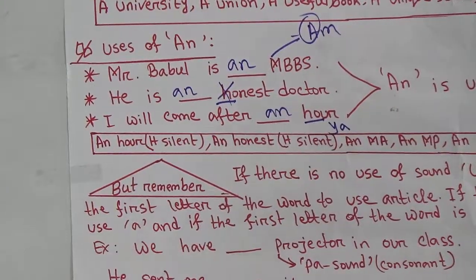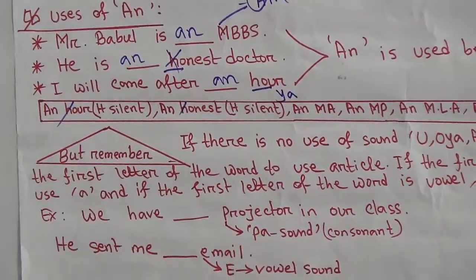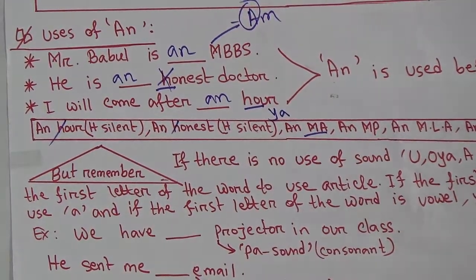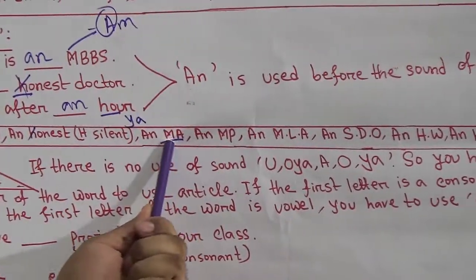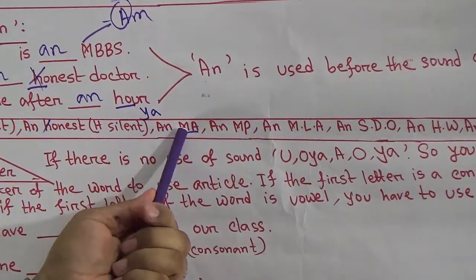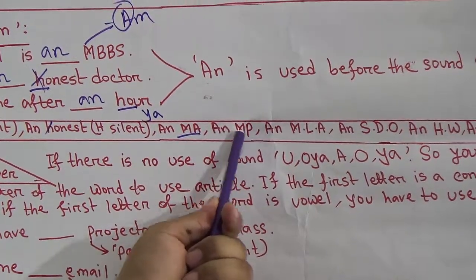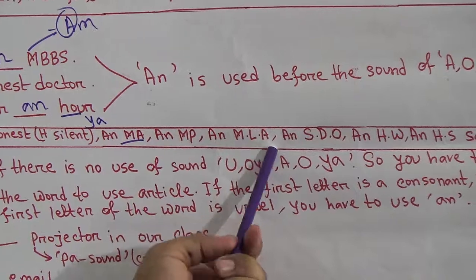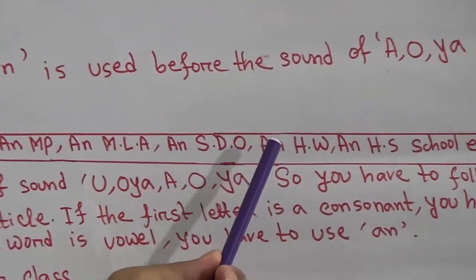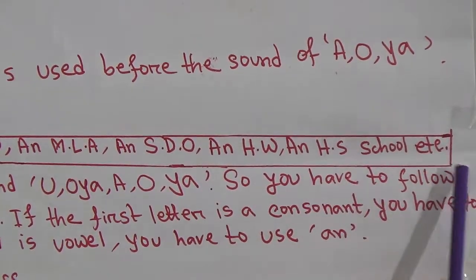An hour, here h is silent. An honest, h is silent here. An MA, to pronounce the word M, our vowel sound comes first, though our letter is a consonant, the sound looks like a vowel. An MP, vowel sound. An MLA, an SDO, here also the vowel sound comes first. An HW, an HS school, etc.